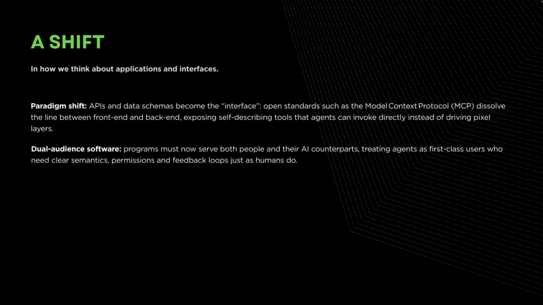There is also dual audience software, we can think of it that way, where whatever we're building, we have to keep in mind that an agent might come and use or rely on. So the structure of what we're doing, on a fundamental level or even on a UI level, needs to be what we can call AI friendly. We have to treat agents as maybe first-class users who need clear semantics, permissions, and feedback loops, just as humans do, because that's how they have been trained.